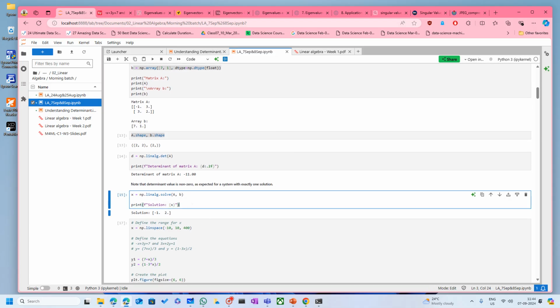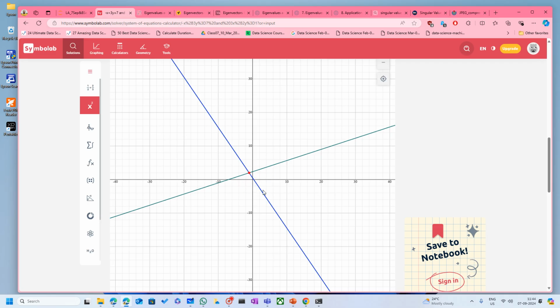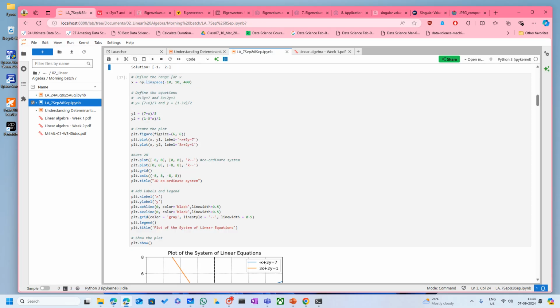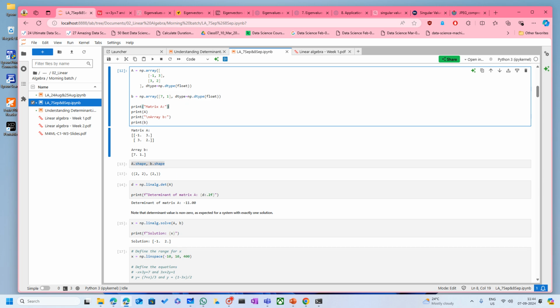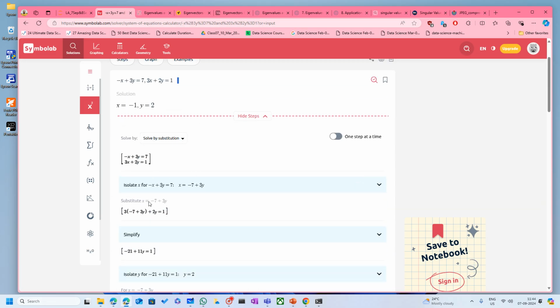So for us it is easy to calculate programmatically. All you have to do is use numpy's linalg.solve function and pass the matrix and the vector. You'll get the solution minus 1 comma 2. If you want to visualize it, you will get a plot something like this, which is shown here. So this is how you can do it programmatically, just by calling linalg.solve, and the substitution method you can do like this.